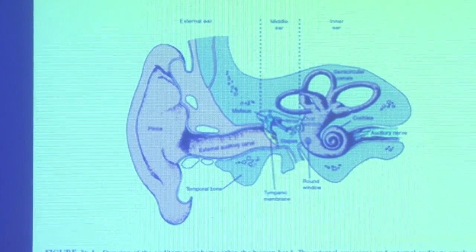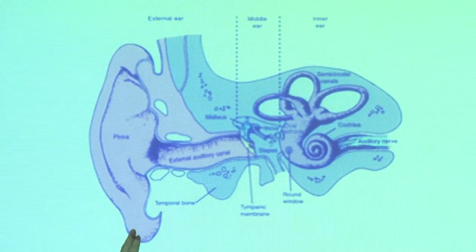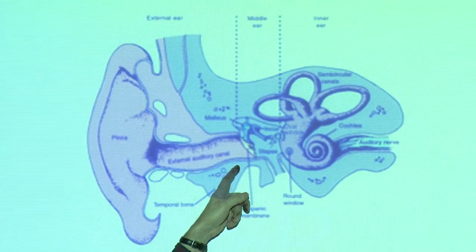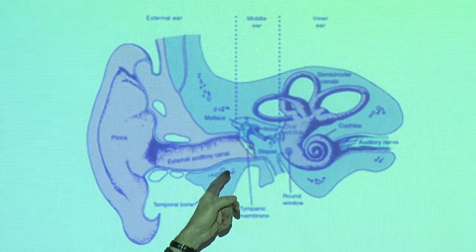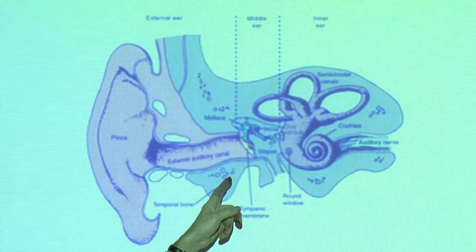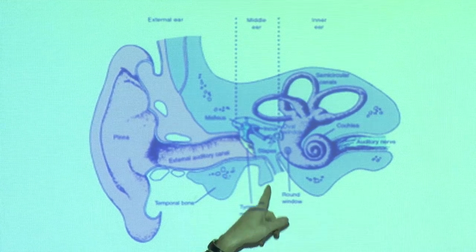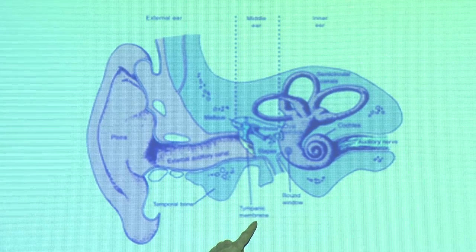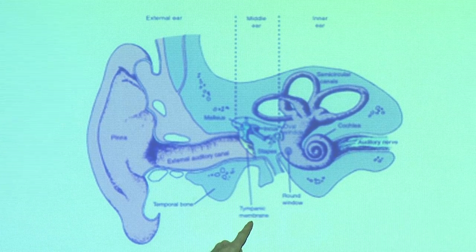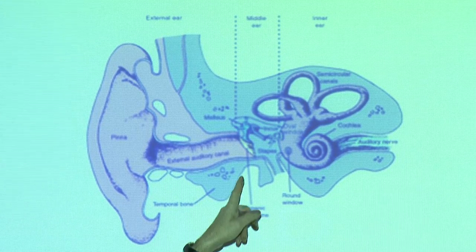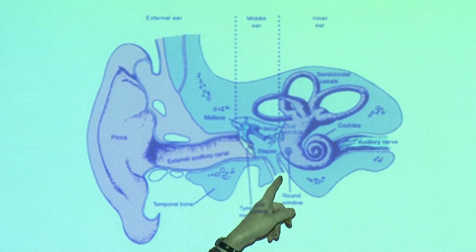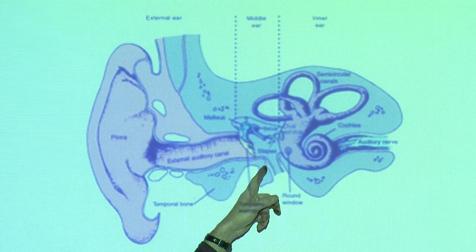In the external ear, you have your pinna. Okay, here's your pinna. You have the ear canal, which goes down about 3 centimeters inside your head. And it ends up at this yellow structure here called the eardrum, or tympanic membrane is its scientific term for the eardrum. That's the end of the external ear. The middle ear is an air-filled cavity.